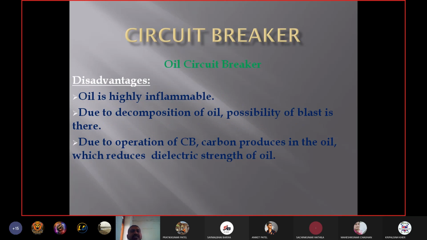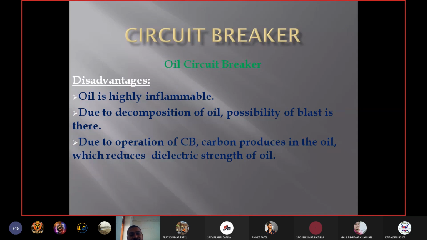Now, which disadvantages are we getting from this circuit breaker? First, the oil is highly inflammable, as we already know. Second, due to the decomposition of oil, there is a possibility of blast. How does decomposition occur? Due to the high heat of the arc, decomposition occurs, and this oil is highly inflammable. That means there is a possibility of blast.